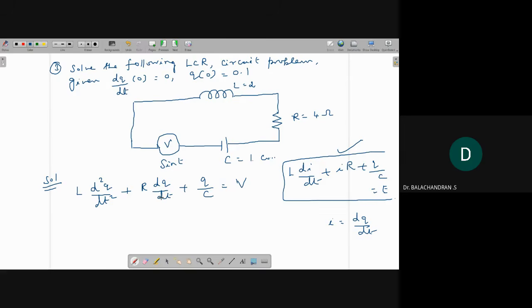And then dq by dt of 0 equal to 0 and q of 0 equal to 0.1. That is also given in the question. So first you should write the mathematical equation of the circuit. Now L into d square q by dt square plus R into dq by dt plus q by C equal to V. Okay. So now substitute L equal to 2.